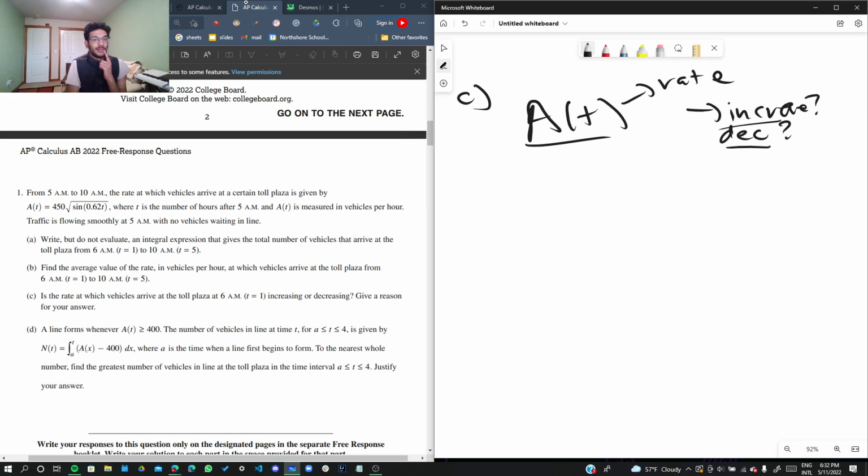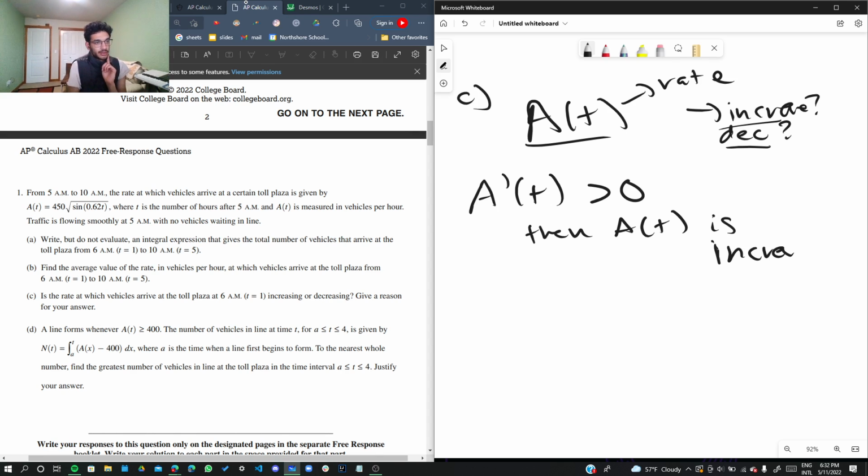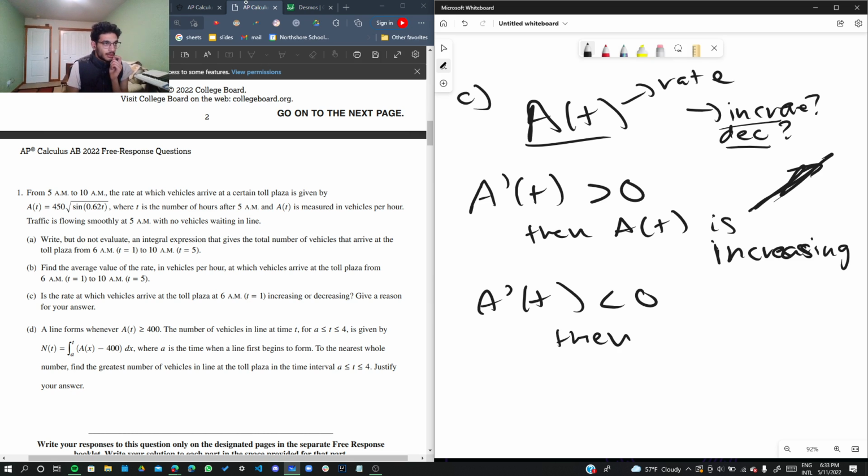Well, in calculus, you use the derivative, right? So if a prime of t is greater than 0, then a of t is increasing. Well, think about it, right? If the derivative is greater than 0, the derivative is slope, right? Then you're saying the slope is greater than 0. Well, if the slope is positive, the function increases, right? And similarly, if a prime of t is less than 0, then a of t is decreasing. You're saying the slope is less than 0, so a of t is decreasing.